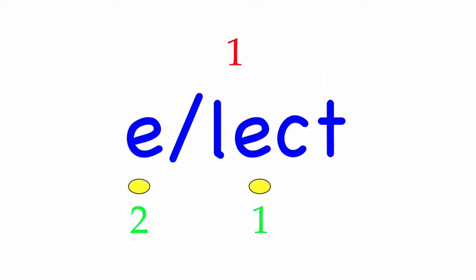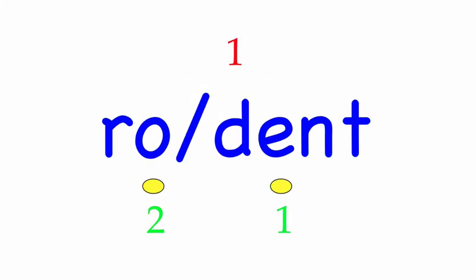Rodent. The first of two syllables is ro, and that has two sounds, r, o. The second syllable, dent, four sounds. D, E, N, T. Rodent. Mark the word. Again, in conversation we say rodent, but for spelling purposes, pronounce the word rodent.